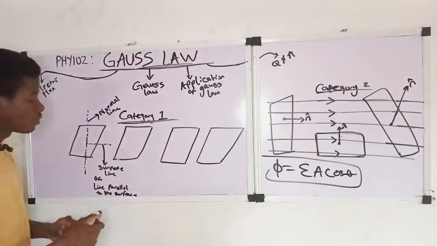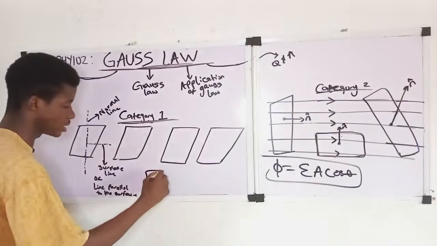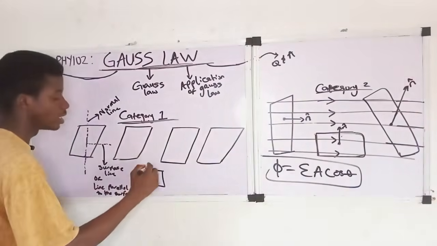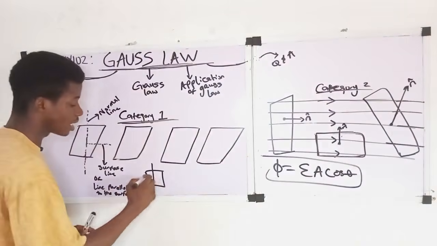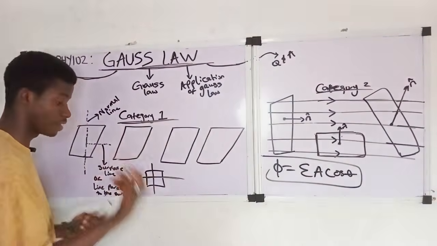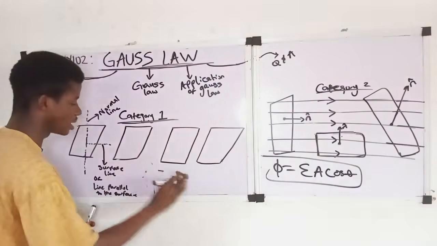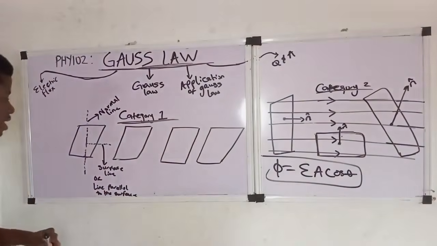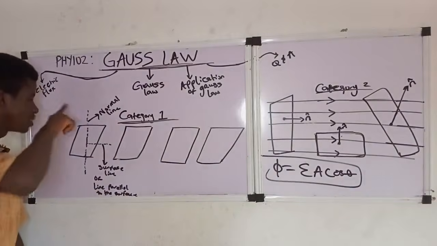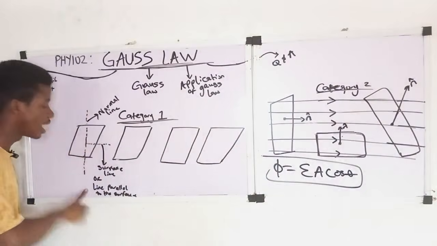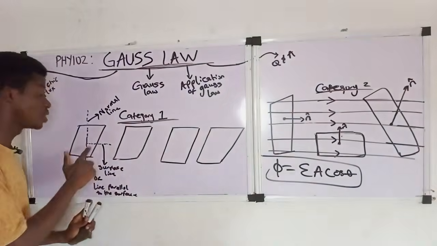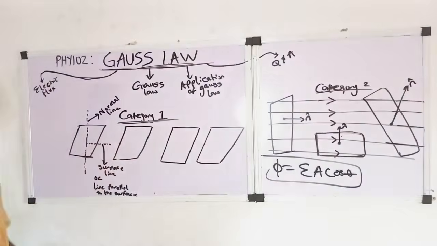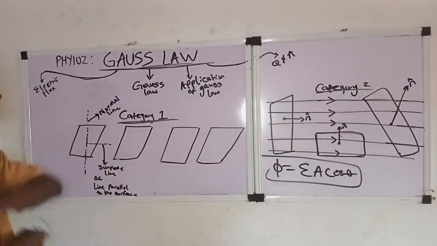For example, let's say I draw a shape. This line here is known as the normal line, while the line that is parallel to the surface is known as the surface line. Take note of this, very important. This is a normal line, while this is a line that is parallel to the surface. Now let's start.